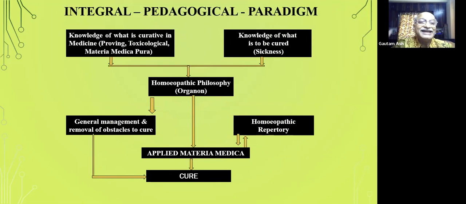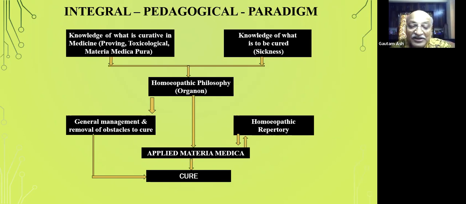Therefore, what we should say, the integral pedagogical paradigm is nothing but knowledge of what is curative in medicine, that means proving, toxicological, materia medica pura. And from knowledge of what is to be cured, that means the sickness, or the patient, or the condition, maybe GIT. Then homeopathic philosophy, the Organon, is giving us the principles, how to use these symptoms to get a complete symptom by location, sensation, modality, concomitant, time dimensions. At the same time, generals are mental, physical, uncommon, peculiar symptoms if we are getting, as I have given one example just now with the gallbladder case. So these are the philosophy coming from the Organon. Then general management and the removal of obstacles to cure. If there are any maintaining or exciting causes, we have to remove them.